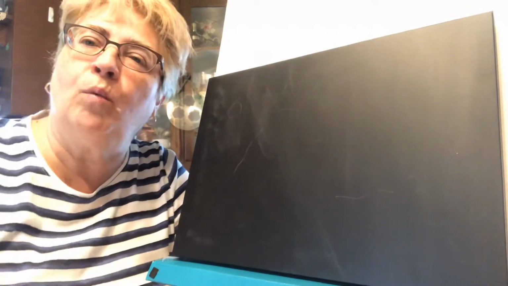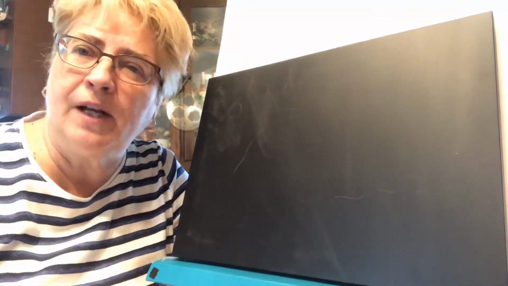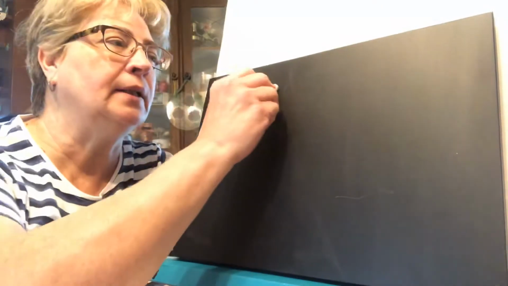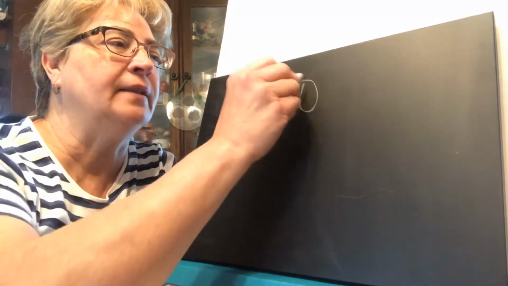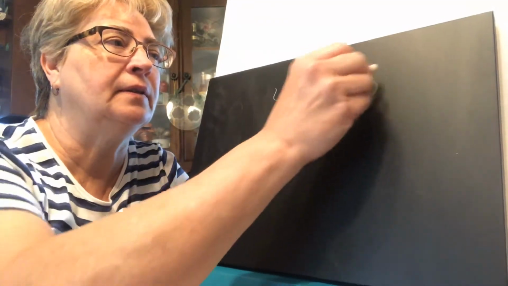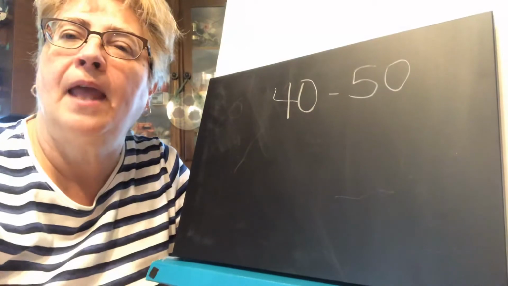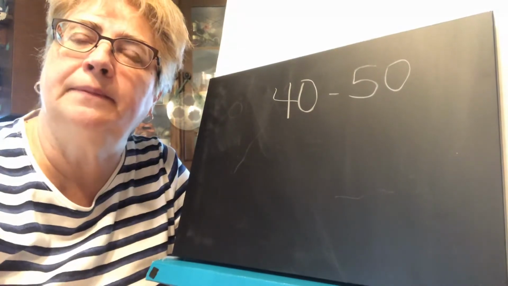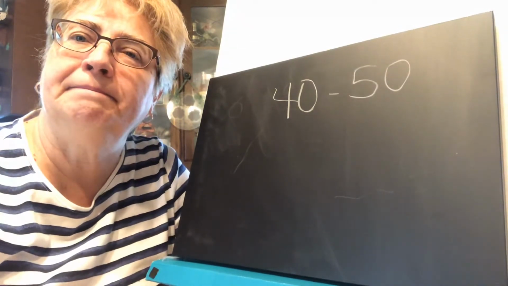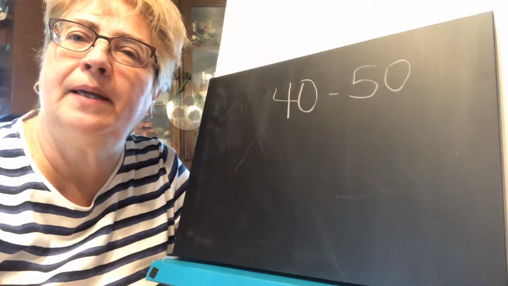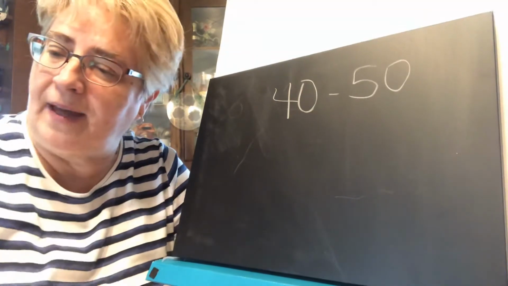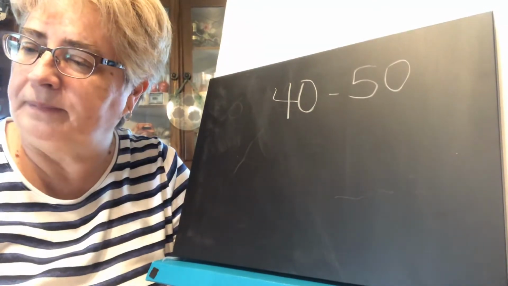So let's start with a warm-up. I'm thinking of a number that is between the numbers 40 and 50. It's an even number, and both of the digits are the same. What number could that be? Did you think about that? Not too hard of a warm-up.